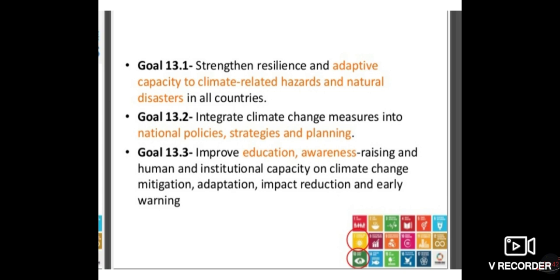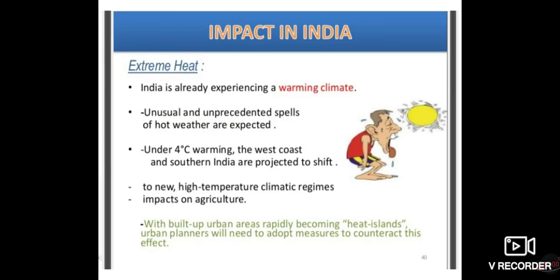Then another one is goal 13.3, to improve education and awareness regarding human and institutional capacity on climate change, especially mitigation, adaptation, impact reduction and early warning, to give proper education and awareness. Then, how does climate change affect us in India?